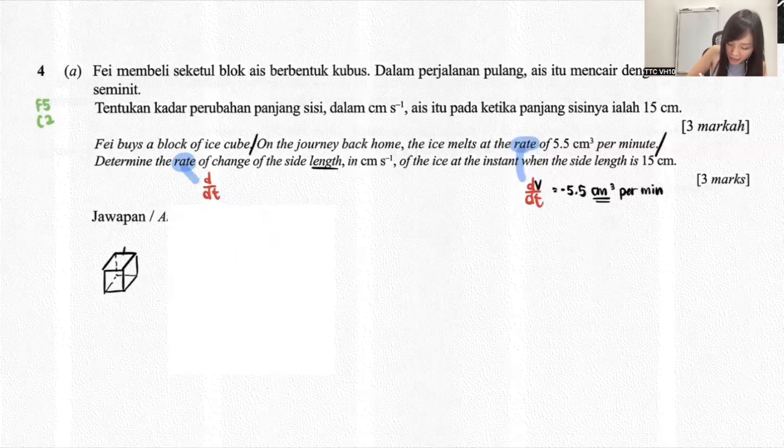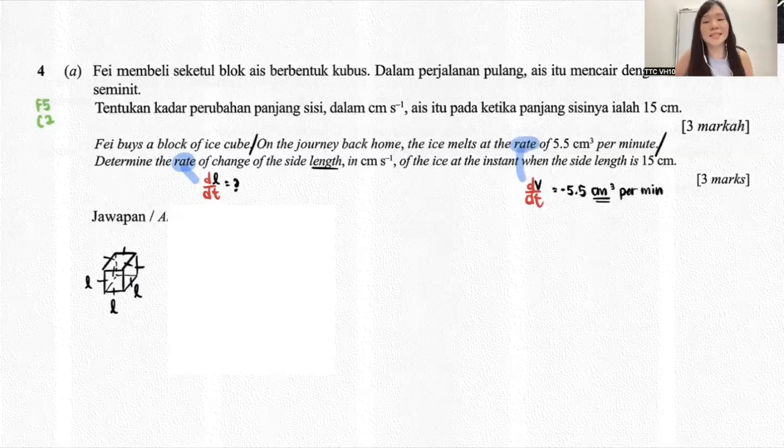So my dear, let's say this one is a cube, right? Cube, every single side is the same. So let's call every single side L, L, L. That means you have to find dL dt. The side length, I call it L. You want to put x also can. Normally people put x, but never mind, I put L. What I call it is not important. So of the ice, at the instant when the side length is 15 cm. So guys, the side length, L, is 15 cm. Okay, this is everything they give.